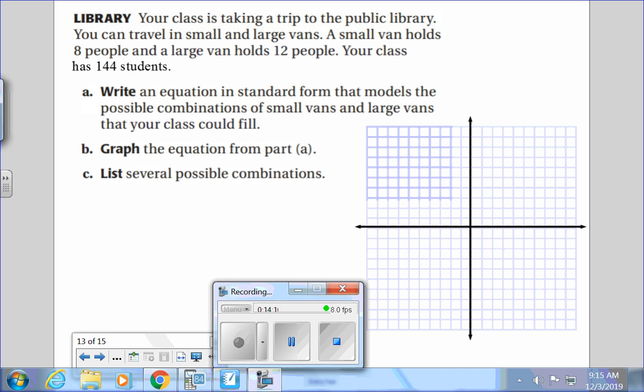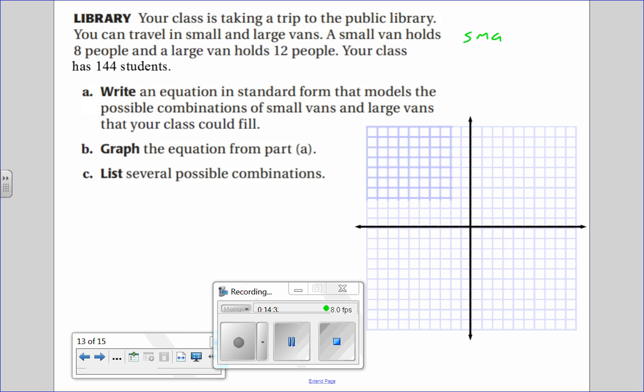All right, last slide. We've got a class taking a trip to the library. You can travel in small and large vans. A small van's holding 8 people. A large van's holding 12 people. And your class has 144 students. So I like these. You can definitely use standard form for these. How about we have the small van being our x, and our large van being our y. Do you know what my standard form equation would look like?